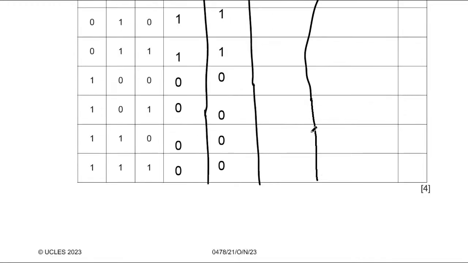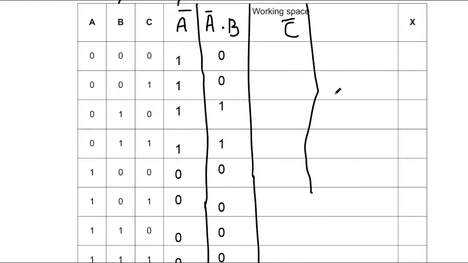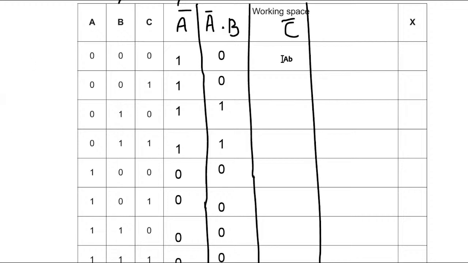Yeah, well, okay, not a very good line. Let me try again. Although it doesn't really matter. Hopefully your drawing is better than mine. Anyways, so C bar is simply the opposite of C.